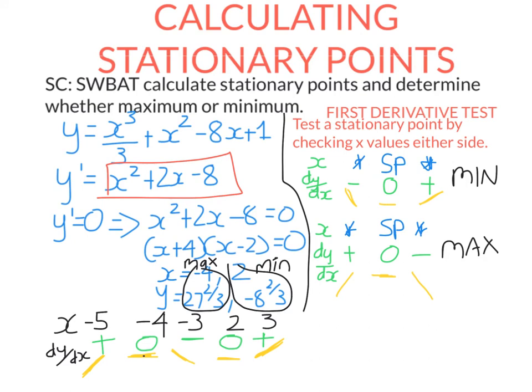So first, just calculate the derivative, then find when that equals 0. That tells you the stationary points. And then use this first derivative test to determine whether it's a minimum or maximum turning point.